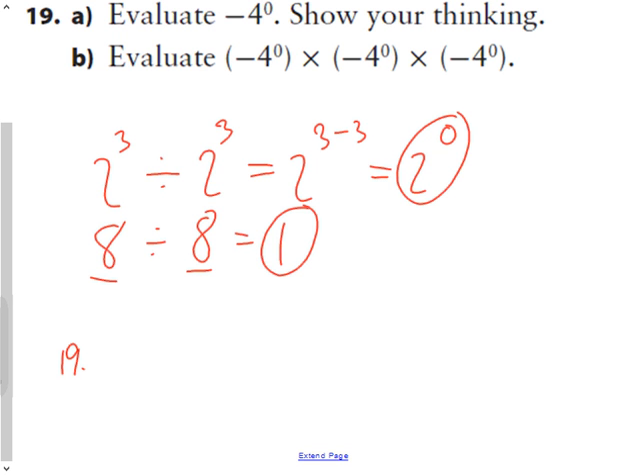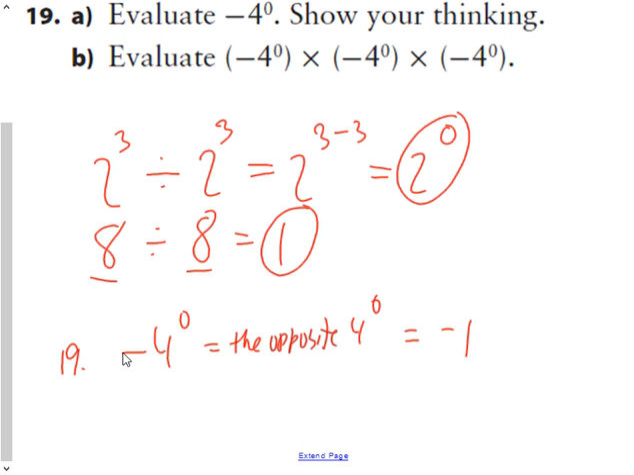Question 19 says evaluate negative 4 to the exponent of 0. So this one is not negative 4 to the exponent of 0. I shouldn't have read it that way. This is the opposite of 4 to the 0. Since 4 to the 0 we've already talked about is going to be 1, then this will have a standard form of negative 1. It's the opposite of 4 to the 0.